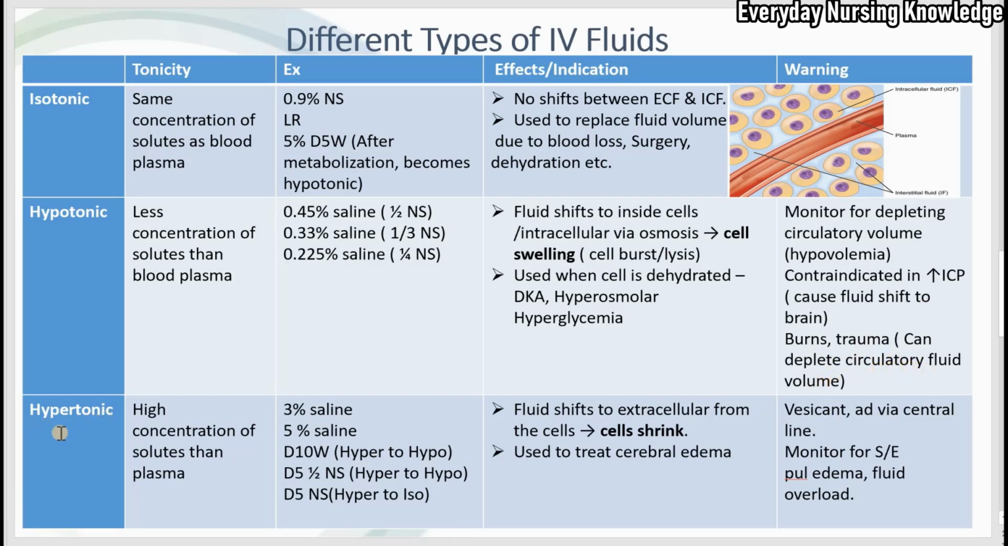Next is hypertonic. Hyper means high and tonic is tonicity. So that means it has higher concentration of solutes than blood plasma. Example, 3% saline, 5% saline. If you look, the concentration is high.